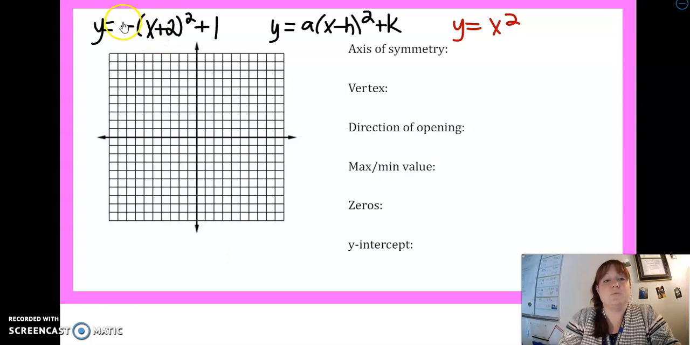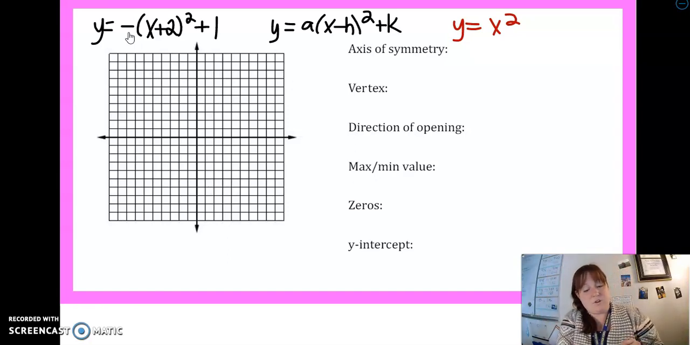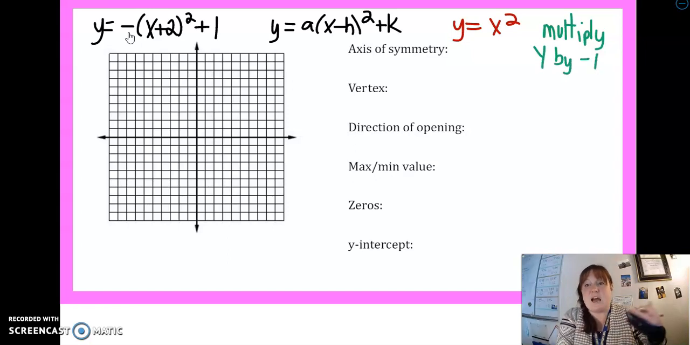So first, we have this -1 in front as our a, so that means we take all of our y values and multiply them by -1. So first we're going to multiply y by -1 because it's outside the function, and since y doesn't lie, it does exactly what we see. So that's our first thing we're going to do.